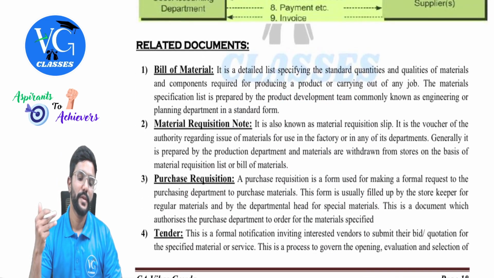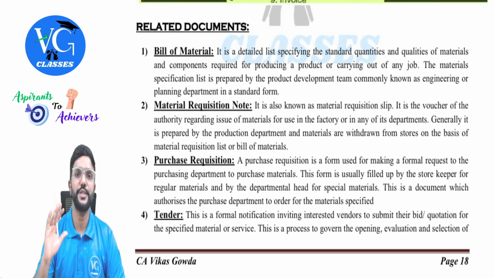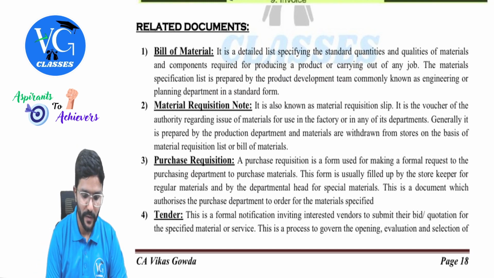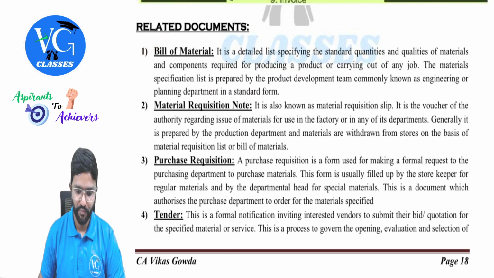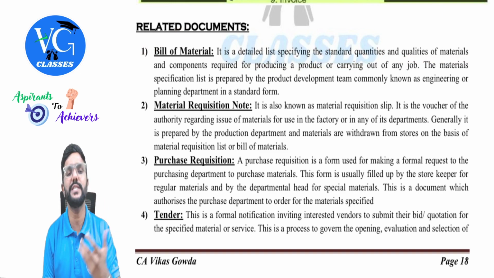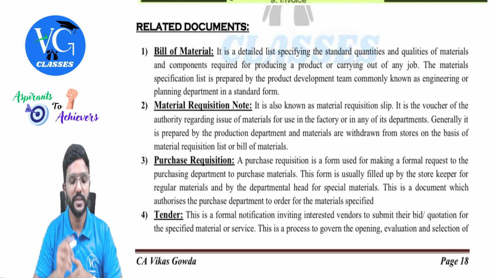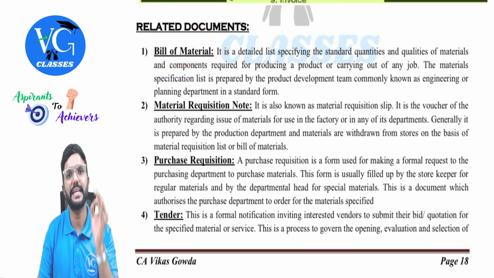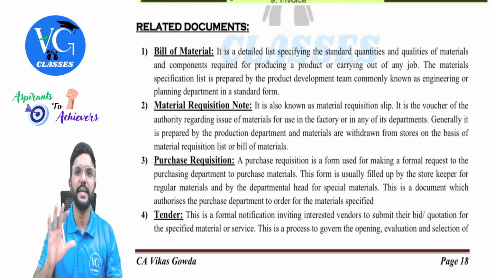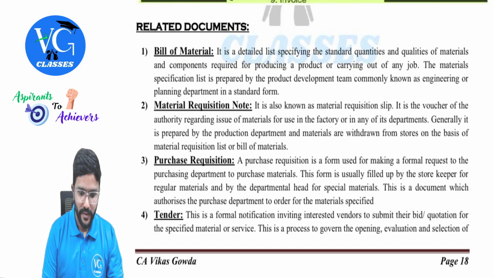You can see here, on page number 18, I have given some important documents with respect to the purchase procedure of materials. Bill of material is a detailed list specifying the standard quantity and quality of material which has to be used in the production process. Means what you are supposed to use and how much you are supposed to use. So this gives you a standard target to be maintained in the production process, guys.